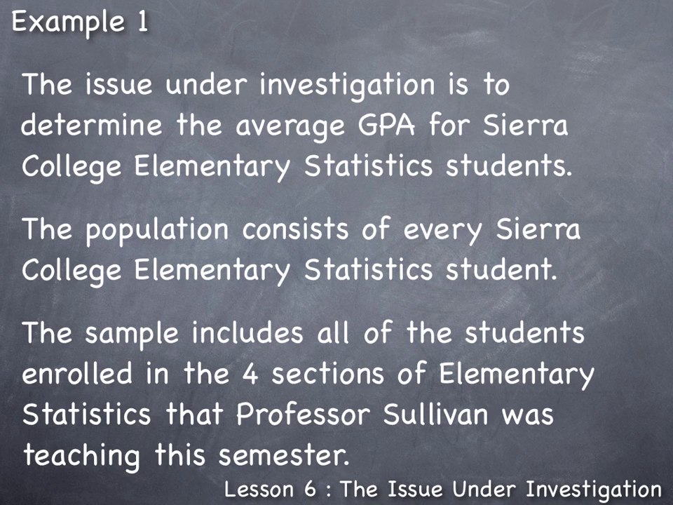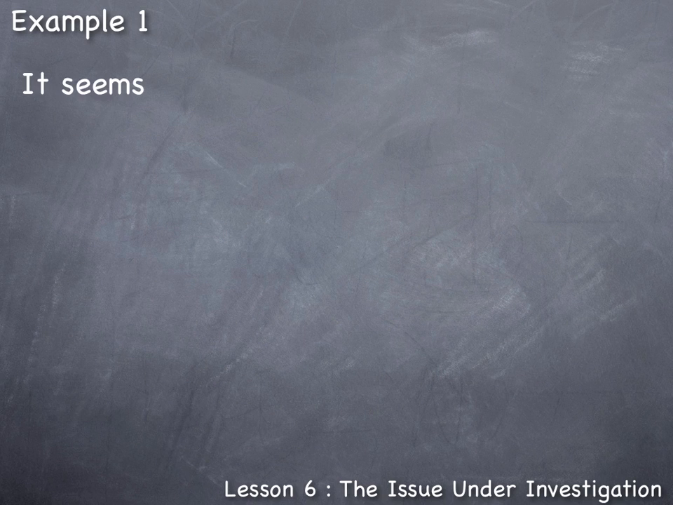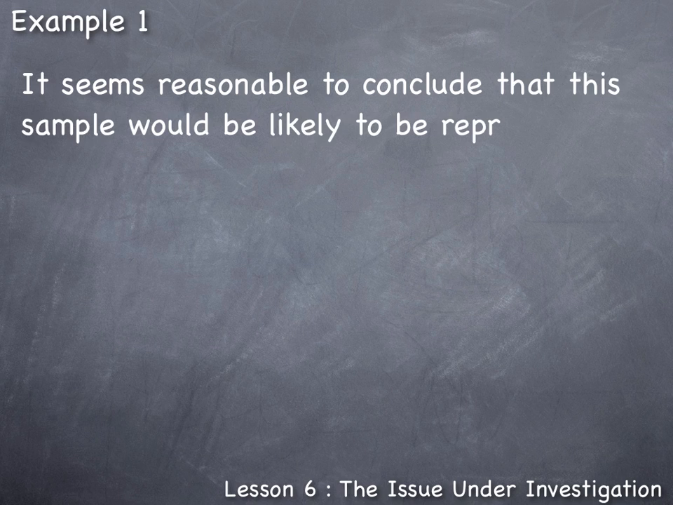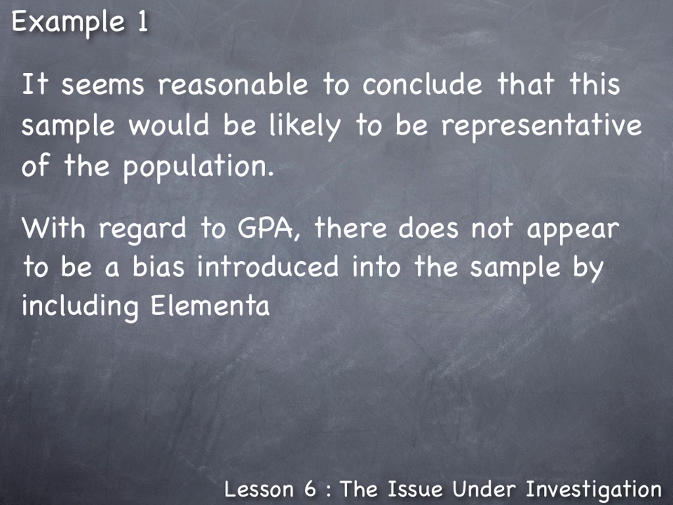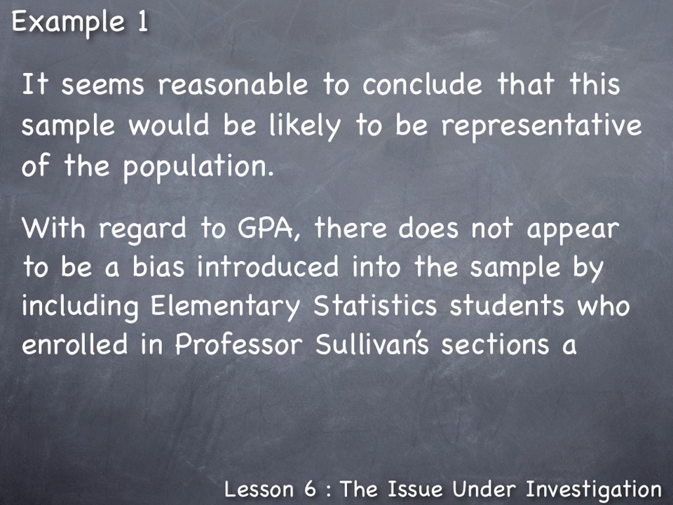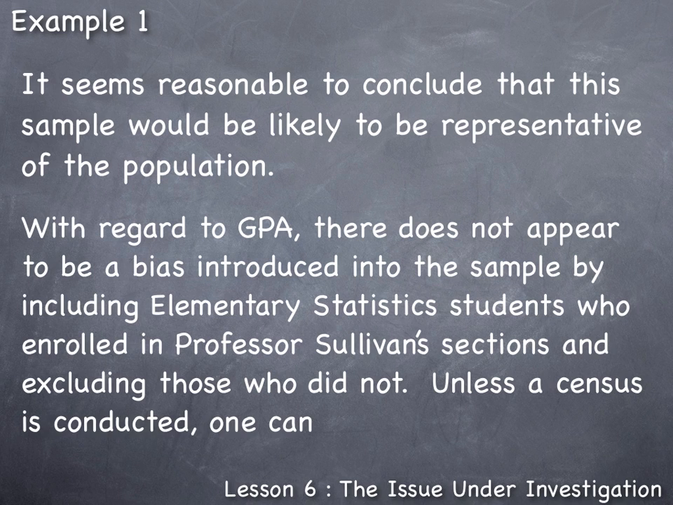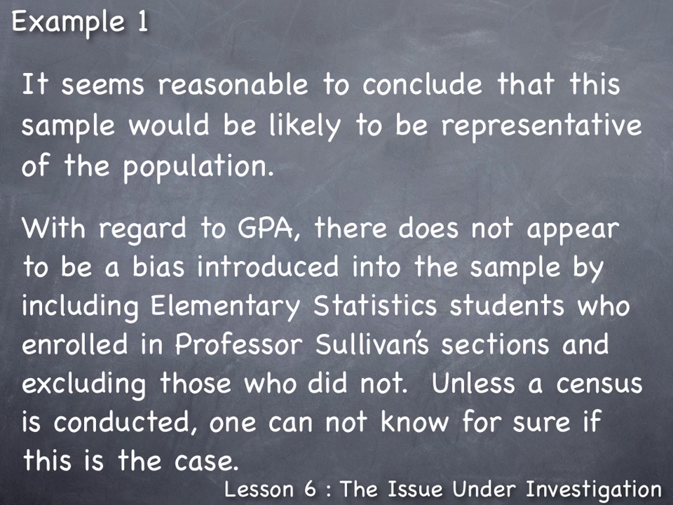So when you look at grade point average, does it appear that grade point average would make a difference between students who sign up for Professor Sullivan's class or those who do not? It seems reasonable to conclude that this sample would be likely to be representative of the population. Because with regard to GPA, there does not appear to be a bias introduced into the sample by including elementary statistics students who enrolled in Professor Sullivan's sections and excluding those who did not.